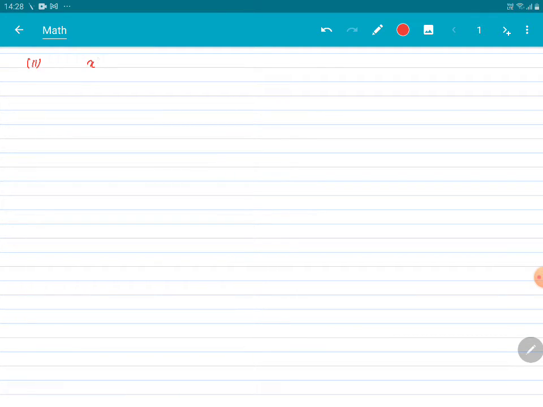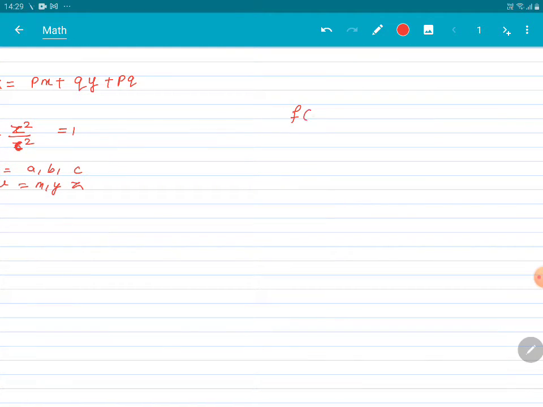Okay, now next. Suppose the question is given: x square by a square plus y square by b square plus z square by c square equals 1. Now, what are the constants here? The arbitrary constants are a, b, c, and the variables are x, y, z.